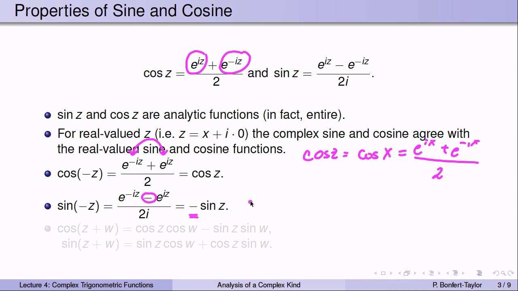Just the same thing is true in real valued analysis. Sine of minus x is equal to minus sine of x. The sine function is an odd function and remains so in the complex extension.